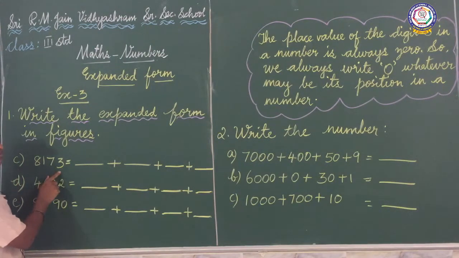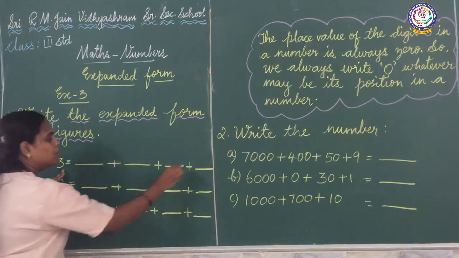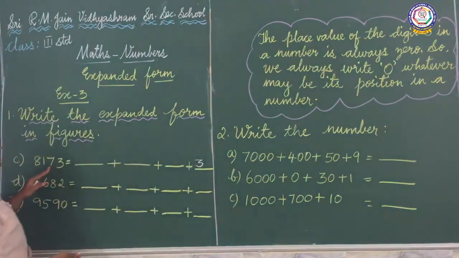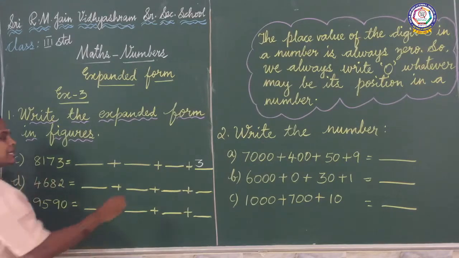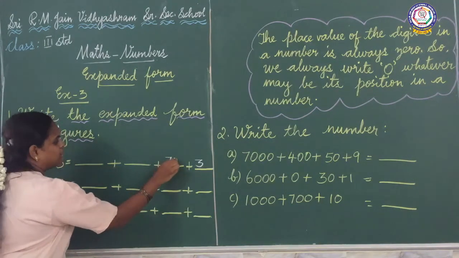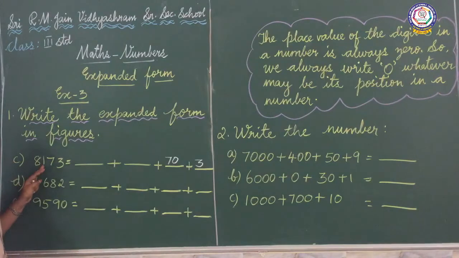8173. What is the place value of 3? Ones. What is the place value of 7? Tens. What is the place value of 1? Hundreds. What is the place value of 8? Thousands. So the place value of 3 is ones. 3 ones equal to 3. Next, place value of 7 is 7 tens. So 7 tens equal to 70. Next, place value of 1 is 100.